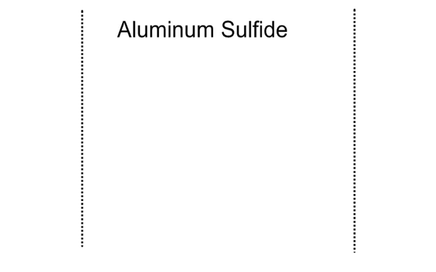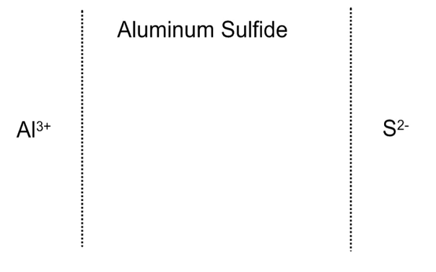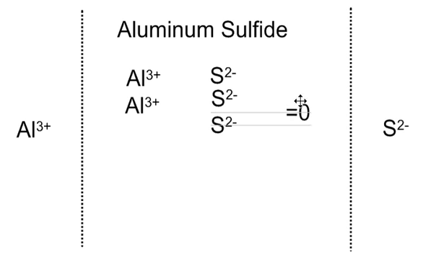Let's try aluminum sulfide. Aluminum is Al3+, sulfide is S2-. Starting with 1 ion of each. Right now you see 3+ and 2-, there'd be more positive charge than negative. So I'll bring out another negative. Now if we add them up, +3 -4, there's more negative than positive. So I'll bring out a positive. +6 -4, there's more positive than negative. +6 -6, this now equals 0.